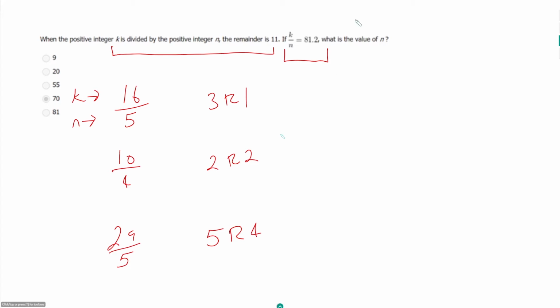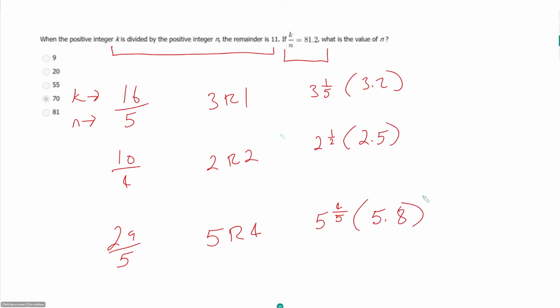So what would each of these then look like as a decimal? 16 over 5 is 3 1/5, or 3.2. 10 over 4 is 2.5, so that's 2 1/2. And then 29 over 5 is 5 4/5, which is equal to 5.8.